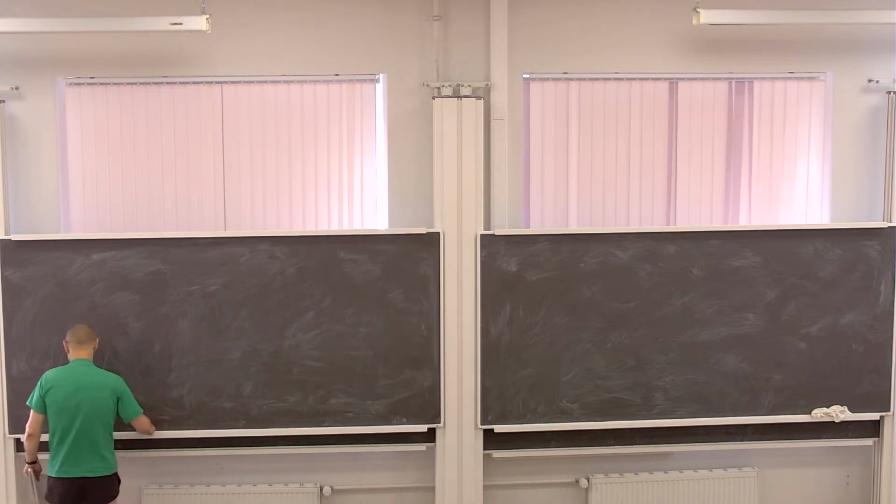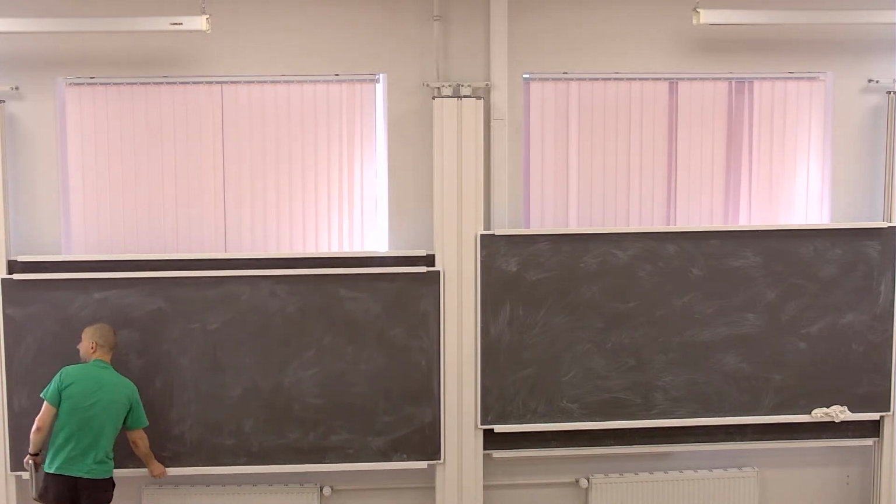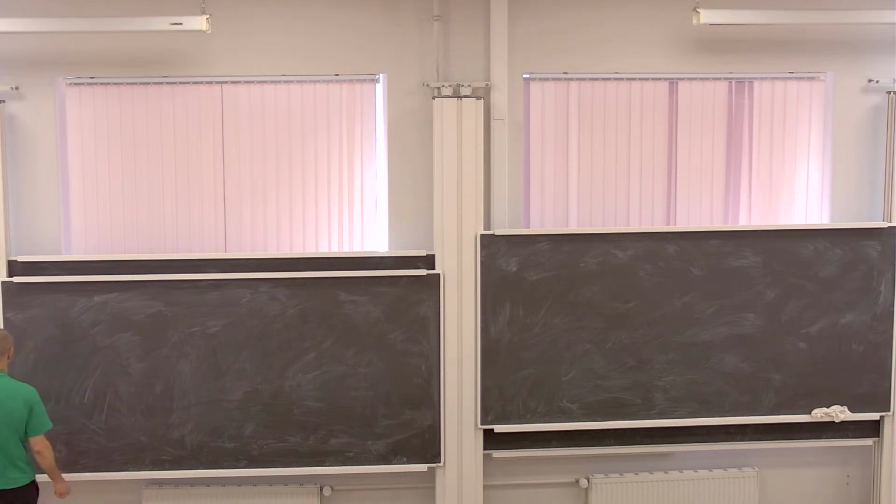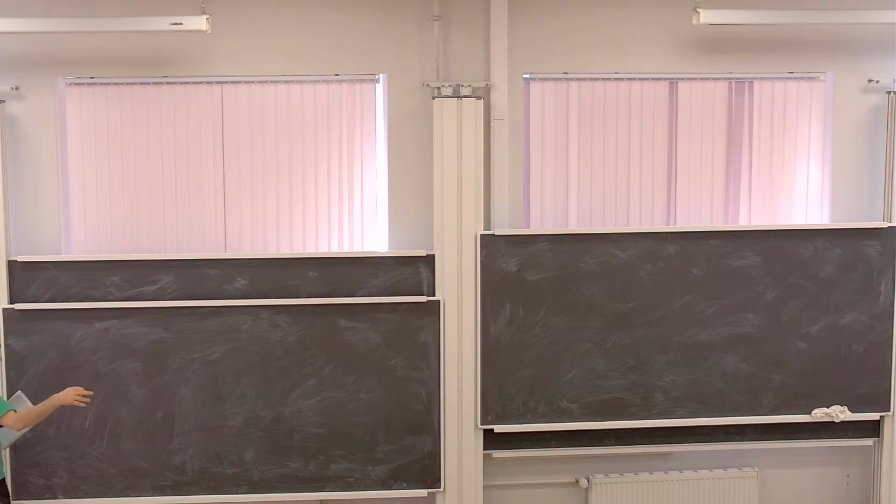Last time we stopped in the middle of the proof of some theorem. So let me recall. First of all, we defined a certain evaluation morphism.